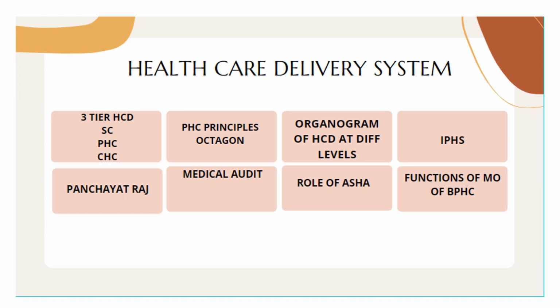And with this, you should also know the principles, elements, and the functions of primary health care, and the organogram of healthcare delivery at the different levels, be it the national level, the state level, or the district level. And the local level Panchayati Raj also comes as a short note. Same with IPHS, that is the Indian Public Health Standards, medical audit, and two important areas, that is the role of ASHA, because ASHA is one of the most pivotal characters in this healthcare delivery system. A lot depends on the ASHA.